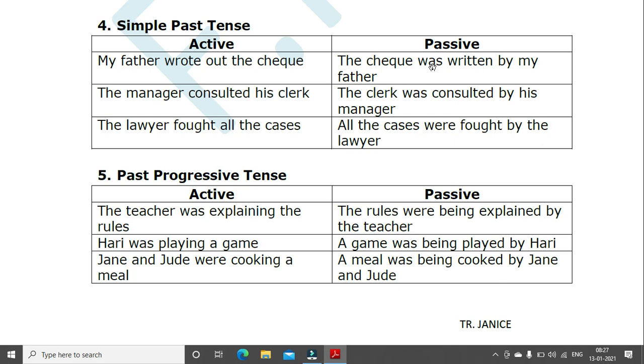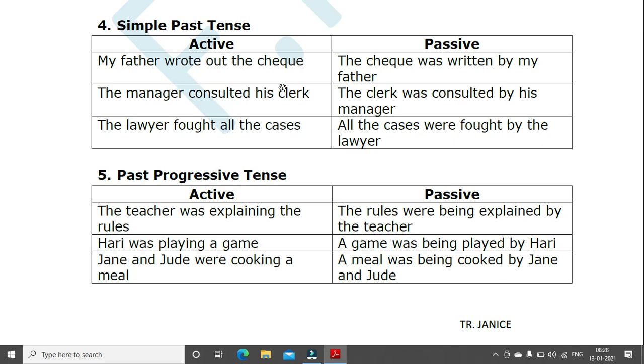The manager consulted his clerk. Now what did he do? Consult. Who consulted? The manager. Whom did he consult? His clerk. So start with this. His clerk was consulted by his manager.